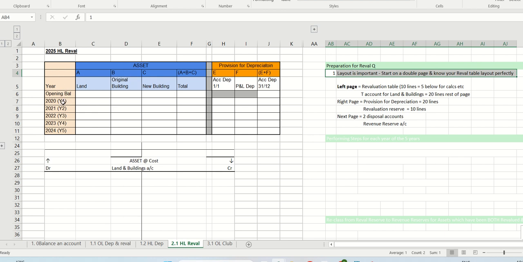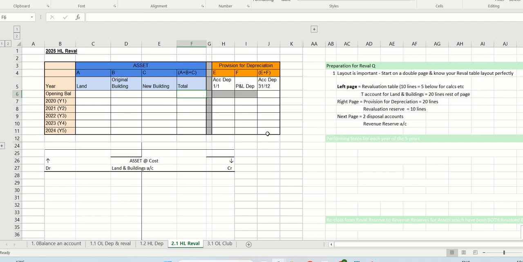You need to know the layout of your reval table. So you're going to need 5 rows for your years, and then you're going to need a couple of rows for your headings. We're going to have our year as the first column. Then land, the next column, the original building, which we had at the start, a new building, which we'll buy during the question, and a total for our land and buildings account. The total number here is the number that's going to go into our land and buildings T account, but it's made up of 3 different parts. So to get the total number here, we're always adding A plus B plus C: the land value, the original building, the new building value. So that's our asset account. It's always going to be the cost.